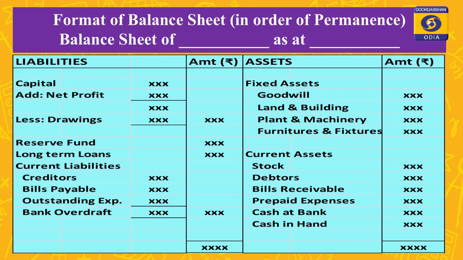Then we have current assets: stock, debtors, bills receivable, prepaid expenses, cash at bank and cash in hand. And remember, both the liability side and the asset side must tally. Both the sides must be equal.